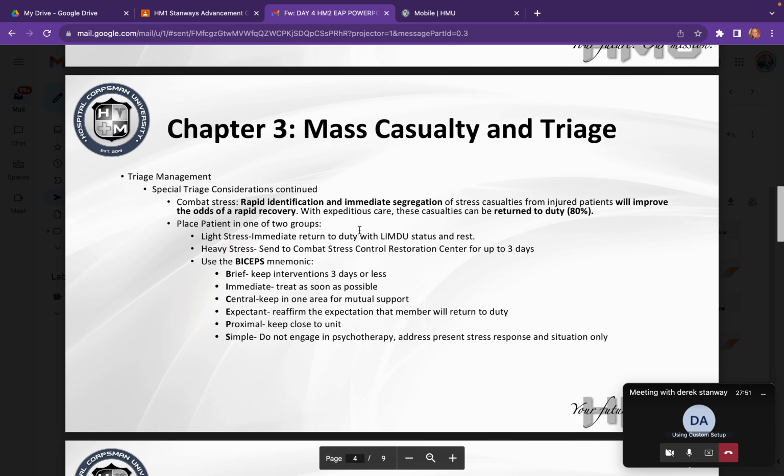Some more special triage considerations. So combat stress: rapid identification and immediate segregation of stress casualties from injured patients will improve the odds of rapid recovery. With expeditious care, these casualties can be returned to duty 80% of the time. So notice, they're in bold. Pay attention to those. So what that means, right, to kind of give an explanation.